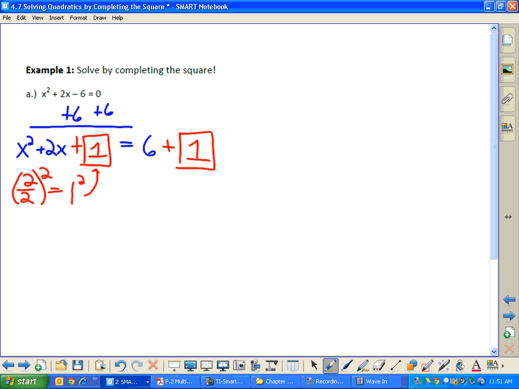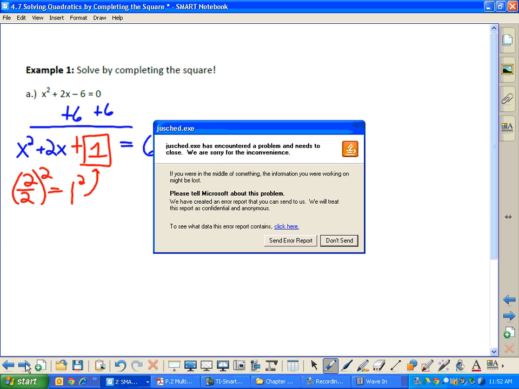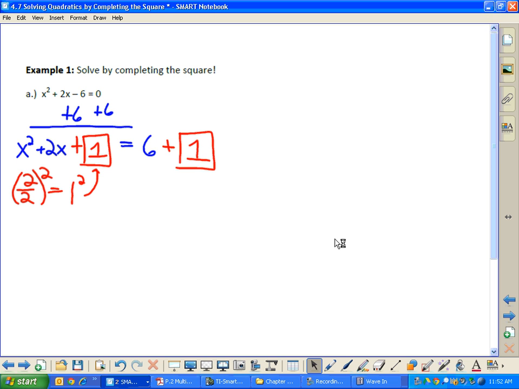Next, you'll notice I got to skip over step 2 in this case because there was no number in front of my x squared. I jumped down to step 3. And then what I'm going to go ahead and do right now is factor that left side. So I have x squared plus 2x plus 1. That does factor now. That's a perfect square trinomial. It factors with that square root method.